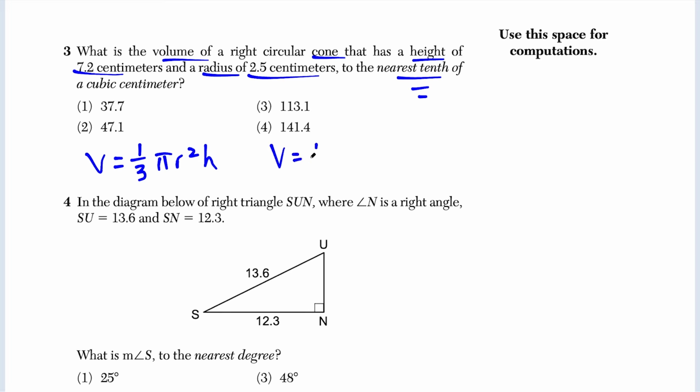So we're going to have volume equals 1/3 pi. The radius they gave us is 2.5. And here we don't have to include the units because notice all the answer choices don't have units attached. They tell us to the nearest tenth of a cubic centimeter. So they take care of the units within the question itself. So we have 2.5 as the radius and it's being squared. And then we multiply by the height, which is 7.2 centimeters. And the rest is calculator work.